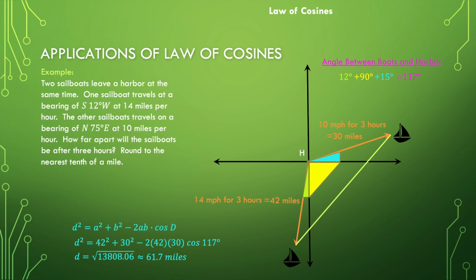Well, that makes a lot of sense because if we're going 30 miles in this direction and 42 in this direction, if this were a straight line, it would be 72 miles, but it's not quite straight. So it's pretty darn close to that 72. So that's a very logical answer.